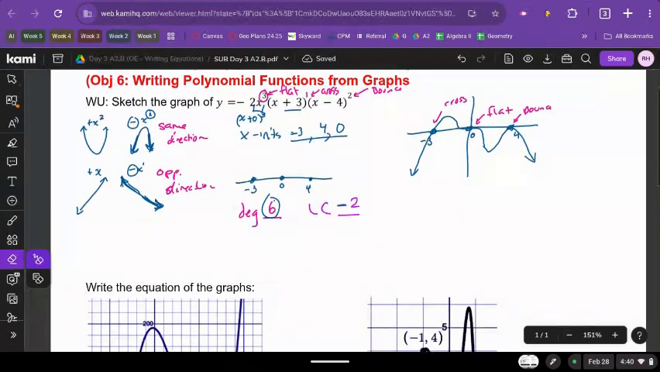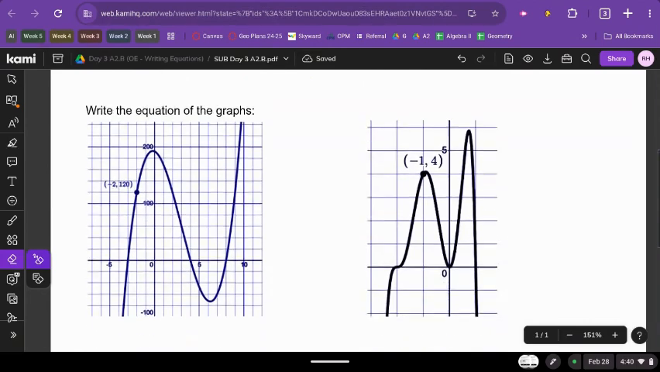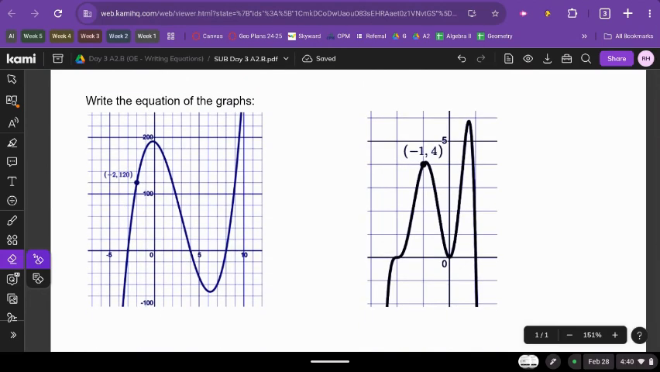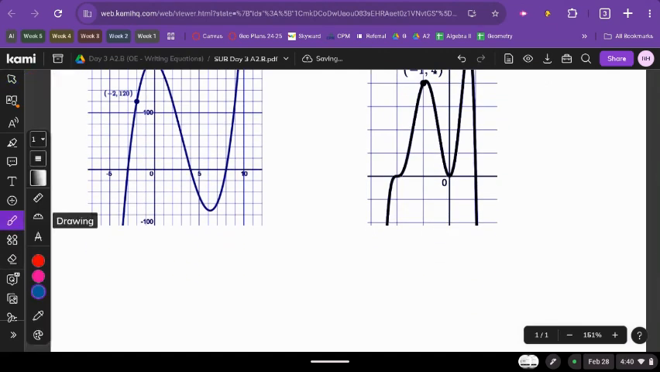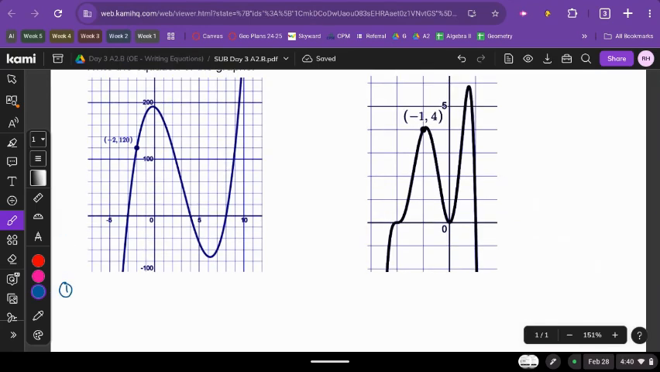Our goal today in this lesson is to look at these graphs and write an equation of it. So it's fairly similar to what we were just doing, except for undoing the work. So our step 1 is going to be to identify your intercepts and write factored form.